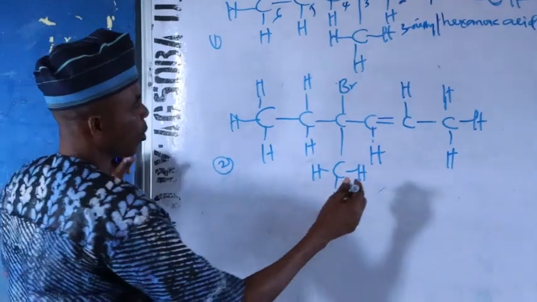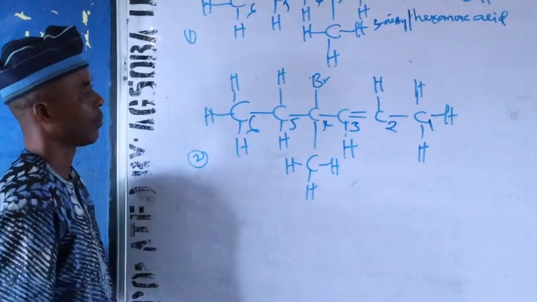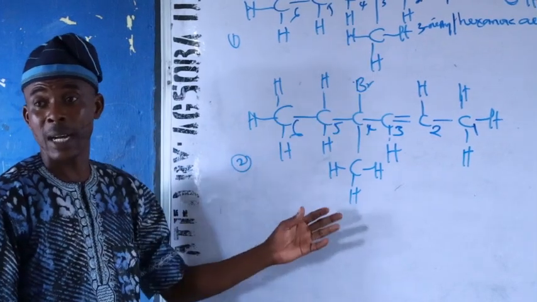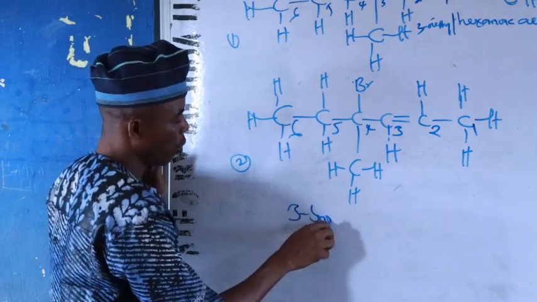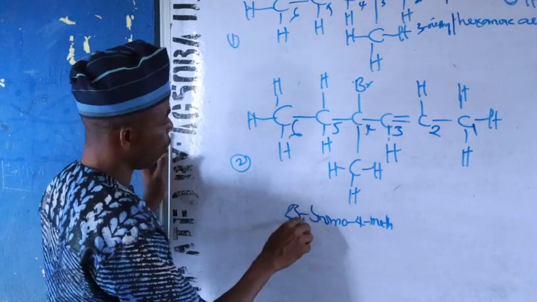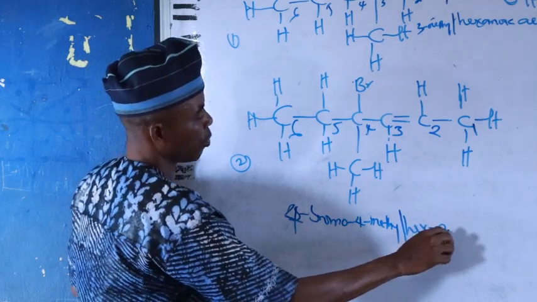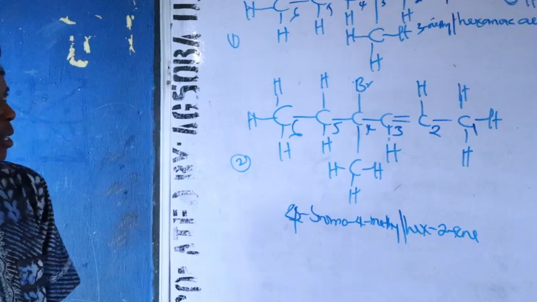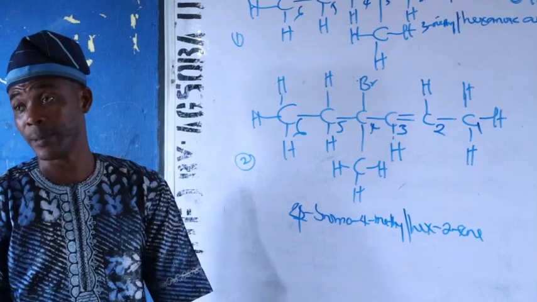4-methyl. We have carbon number 1, 2, 3, 4, 5, 6. The functional groups are on carbon number 4, and that is bromine and methyl. So we have 4-bromo, 4-methyl, then what? Hexane. So it's 4-bromo, 4-methyl, hex-2-ene. Or you can write it as 4-bromo, 4-methyl, 2-hexene.